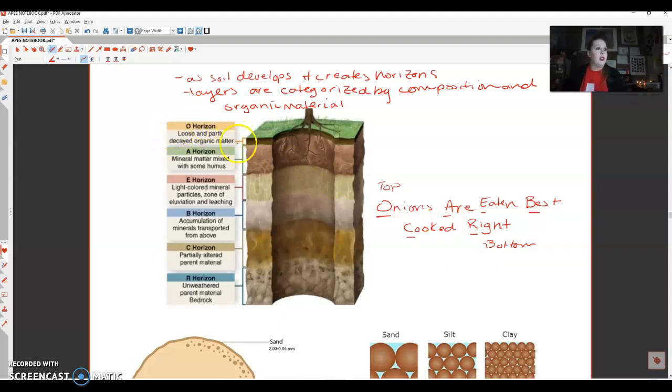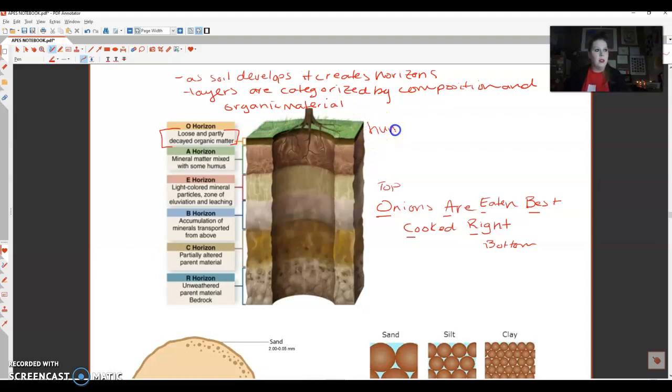The O horizon is loose and partially decayed organic material. Yes, you got to know this whole thing right here. Loose and partially decayed organic material. So this is going to be basically what we see as the surface of the ground. The next one we have is A horizon. So this says mineral matter mixed with some humus. Now, y'all, I know this looks like hummus. And probably I called it hummus before I knew what it was. But this is not hummus, it's humus. So what is humus? No, it's not the stuff that you eat, okay?